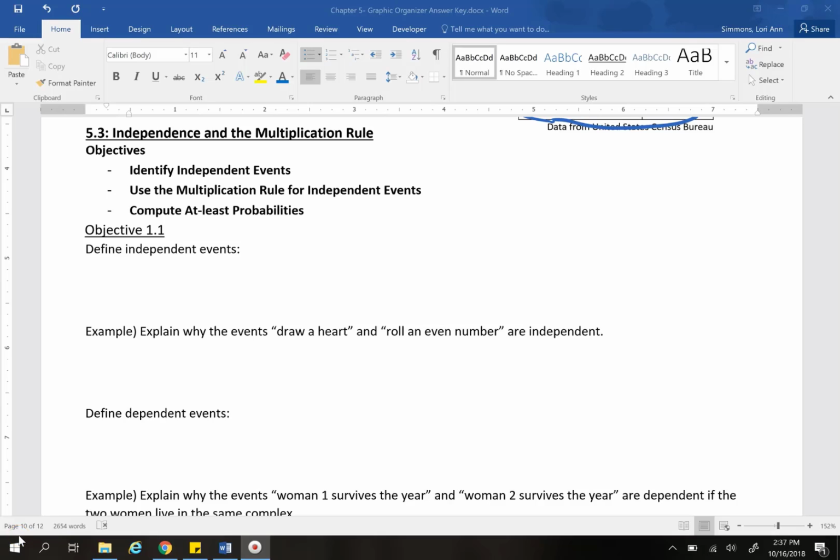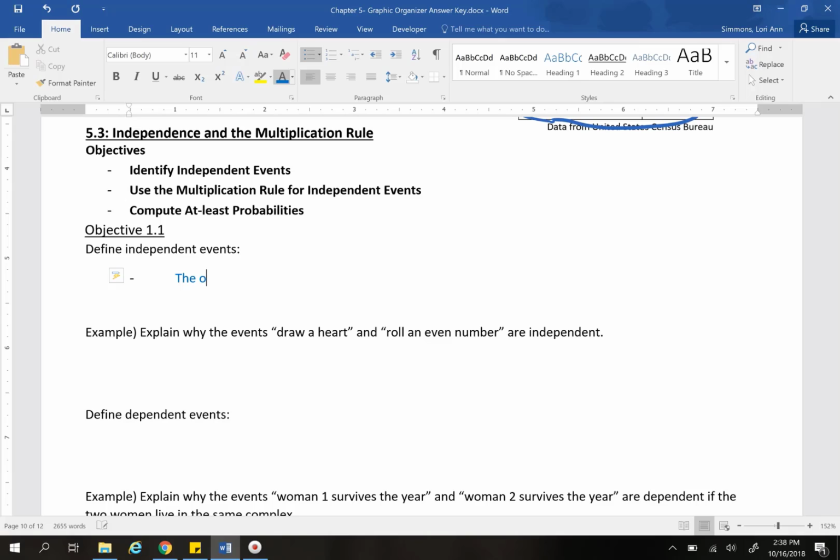Lesson 5.3, Independence and the Multiplication Rule. The objectives for this lesson are to be able to identify independent events, use the multiplication rule for independent events, and compute "at least" probabilities. Let's start off with defining independent events.